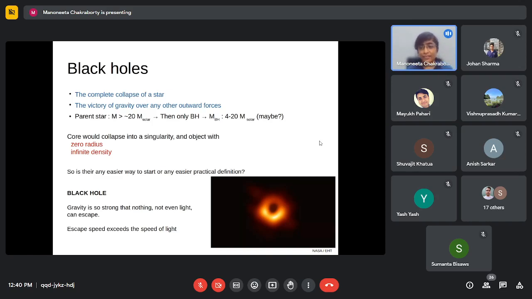The practical definition that we will start with is: a black hole is an object whose gravity is so strong that nothing, not even light, can escape its surface. That's a very simple definition that we'll start with. In other words, we can also say that at its surface, the escape velocity equals the speed of light, and that gives you a boundary of the black hole, what we like to call the Schwarzschild radius.